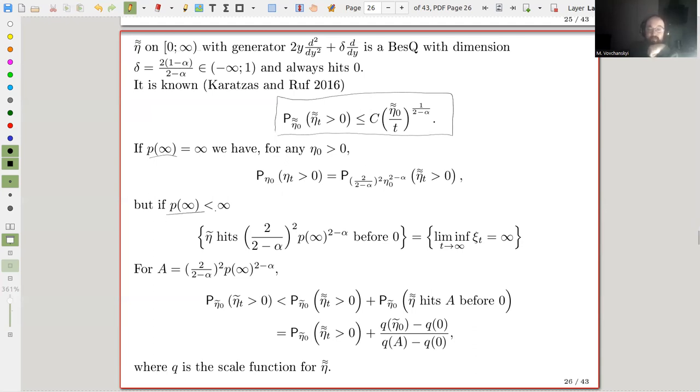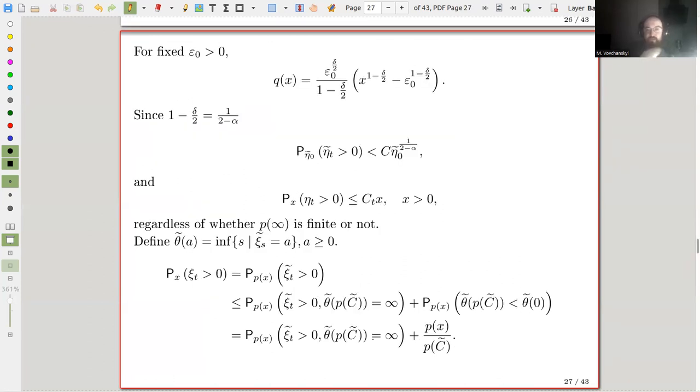But if it's finite, our transformed original diffusion can actually hit this right side of the interval before it hits zero, which just means that the original diffusion never hits zero. So we should also include this additional term. But this term just can be expressed in terms of the scale function of the squared Bessel process. And it's known, and everything comes together in a very nice way. We obtain exactly the estimate we want, in the sense that this 1 over x to the power 1/2 minus alpha, this is exactly what we get.